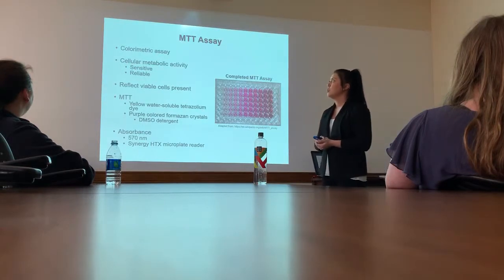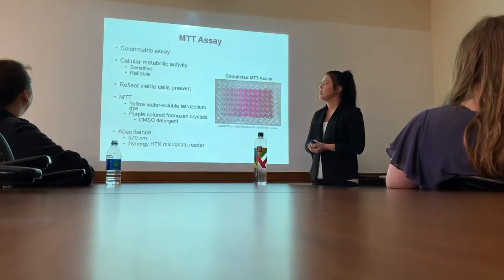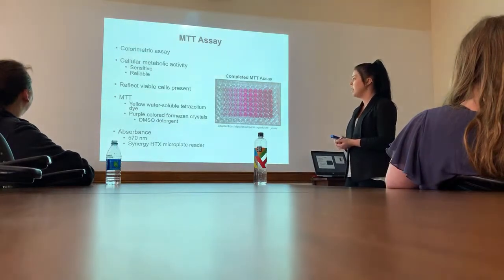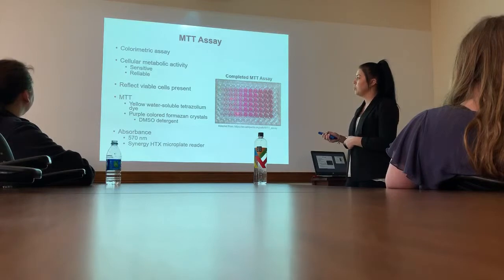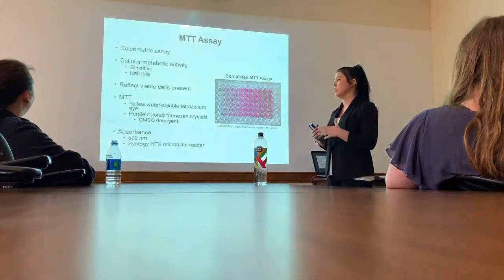The last method that was used was the MTT assay, which is a colorimetric assay used for cellular metabolic activity. As you can see here, this is what it will look like once you're done with the MTT assay. And it reflects the viable cells present. So it shows how many are still there.